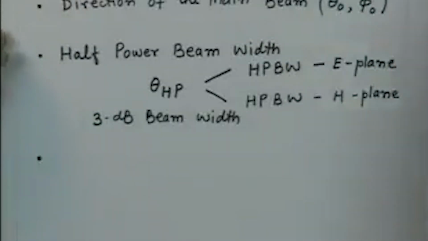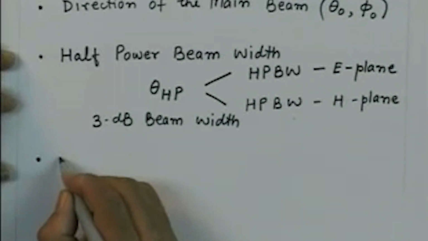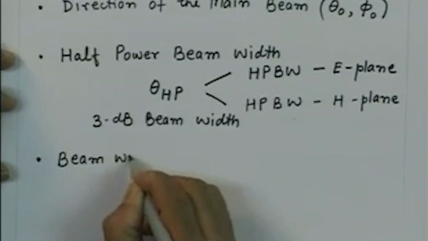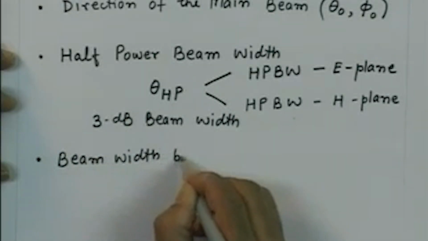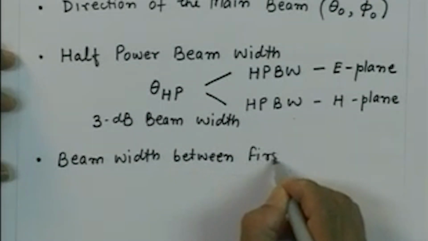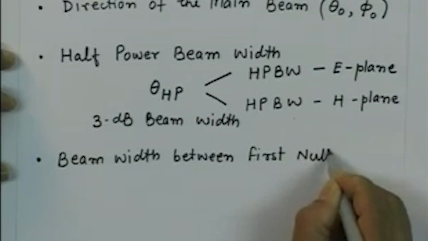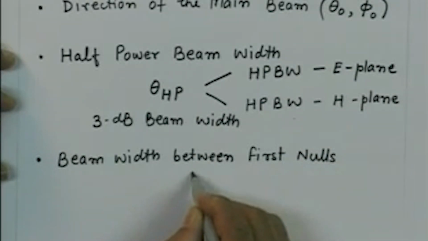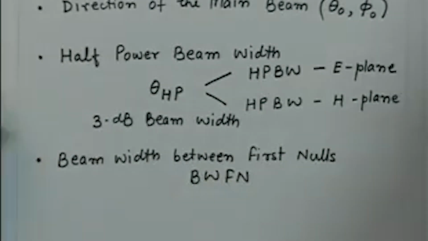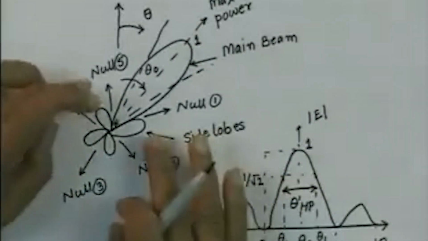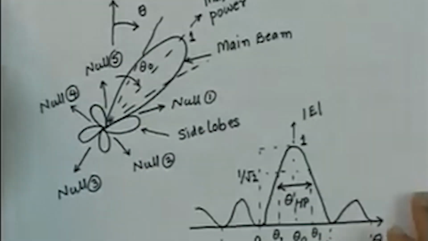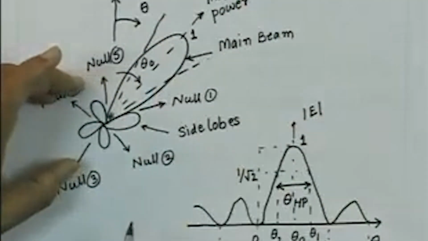So, we have the third characteristic parameter, that is beam width between first nulls. We call that BWFN. This quantity is not a very reliable quantity, in the sense it does not really give you the correct description of the zone over which effective power is going.